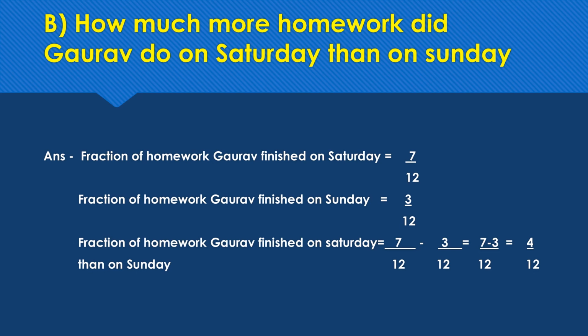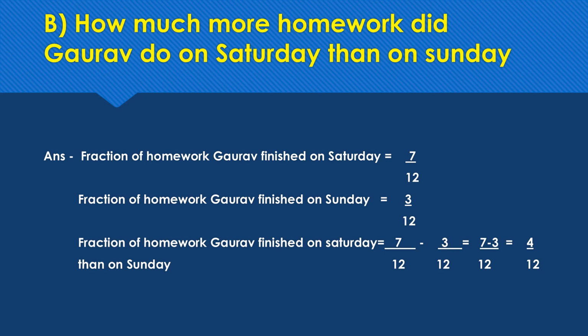Now, since the denominators are same, which is 12, looking at the fractions, can we tell which day did Gaurav finish more? Of course, it is 7, that is on Saturday. So now the question is, how much more did he finish on Saturday than on Sunday? Since we're comparing both, you need to subtract and find out the answer.